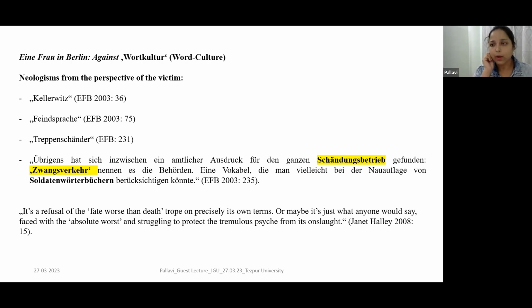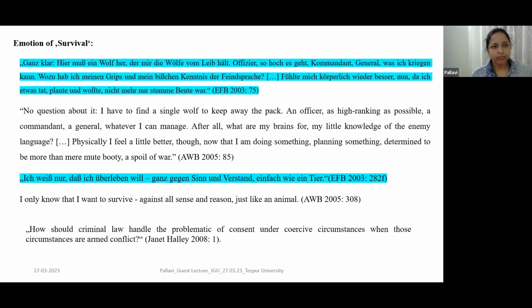So this is also why she is coining it, because it is her refusal of the trope that sexual violence and rape create fate, or a life further which is worse than death. And this is her way of dealing with it, her way of telling them to their face that, okay, this is not my fate. So the emotion of survival is very much dominant in the entire text.